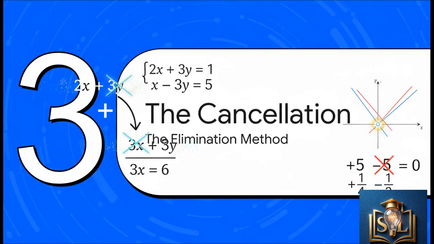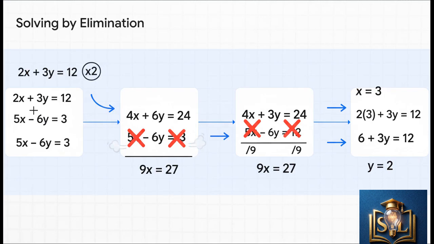Okay, on to our next big algebraic tool, the cancellation, or as it's more formally known, the elimination method. This one is all about clever addition or subtraction to make one of the variables just magically vanish. And let me tell you, it is so satisfying when it works. The process is actually pretty straightforward.